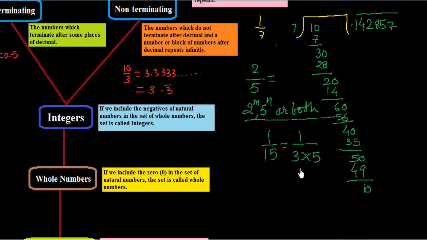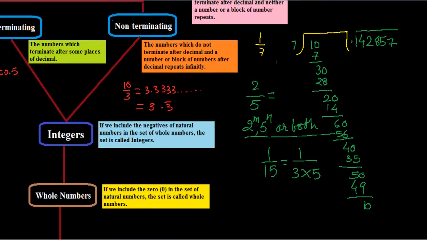It is a non-terminating rational number. So in this way you can easily find out whether a number is terminating or not. Just look at the denominator and see whether there are factors other than 2 or 5, then it is a non-terminating rational number. So this is how to recognize terminating and non-terminating rational numbers.